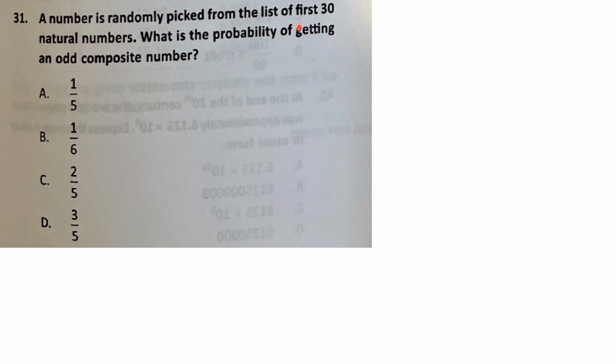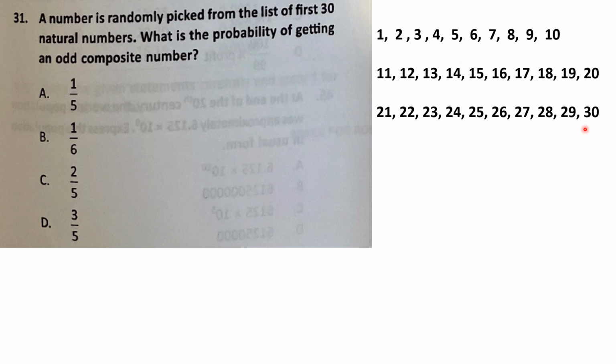Let me list the first 30 natural numbers. Then you have to find out how many odd composite numbers there are. It is not only composite, the number should be odd also. So the first odd composite number will be 9. After 9, the next is 15, then 21, after that 25, then 27. So I have got only 5 odd composite numbers.